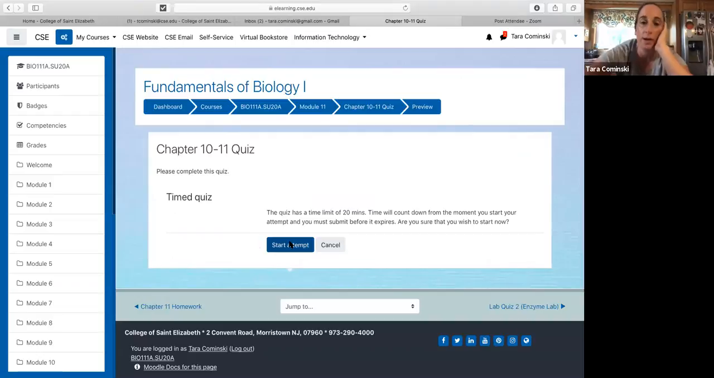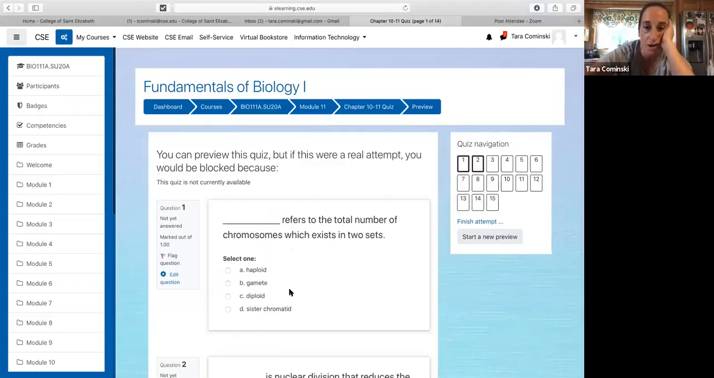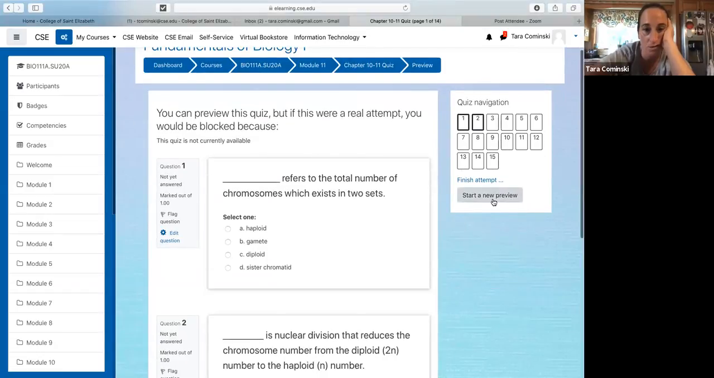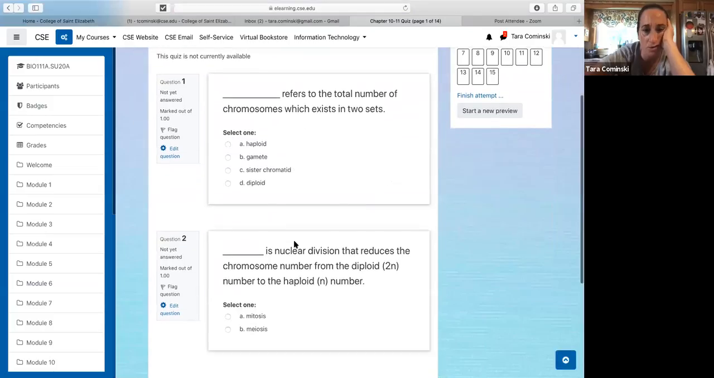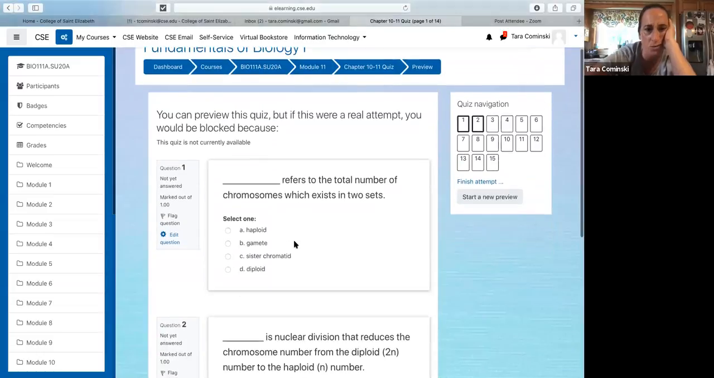Okay, so in terms of the... why is it not? I don't know why it's doing that. Start attempt. I don't know why it's showing it that way, but anyway, that's weird.